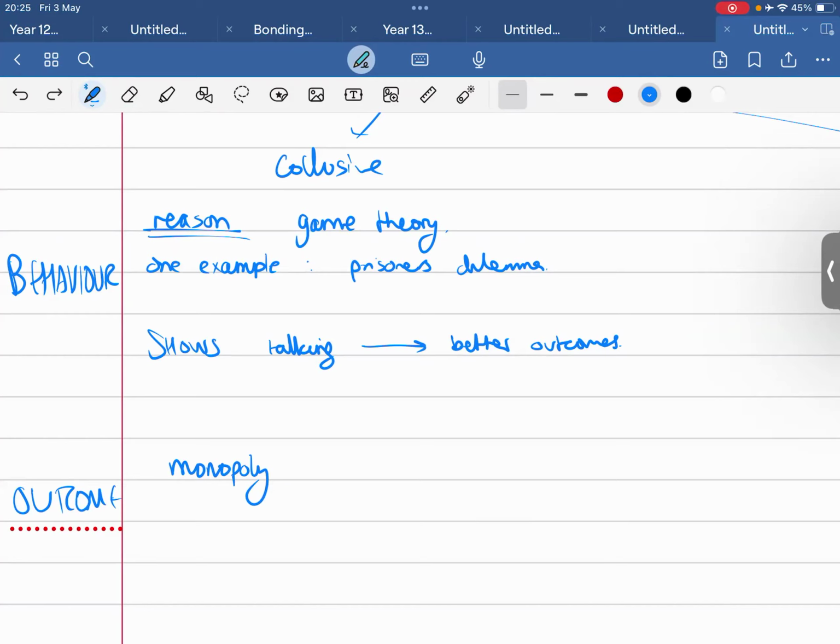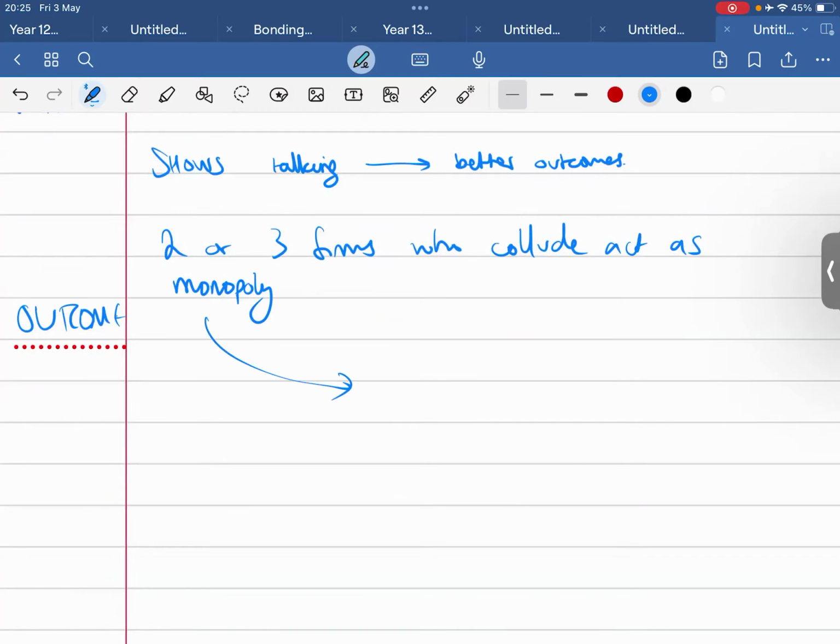If I have 2 or 3 firms who collude, they act as one big monopoly. Did you say firms who collude set prices high and output low? Yeah, but that's what I was going to get onto anyway. When you're doing the monopoly, you don't have to revise this again because it's literally what we did in monopoly, high prices and low output.